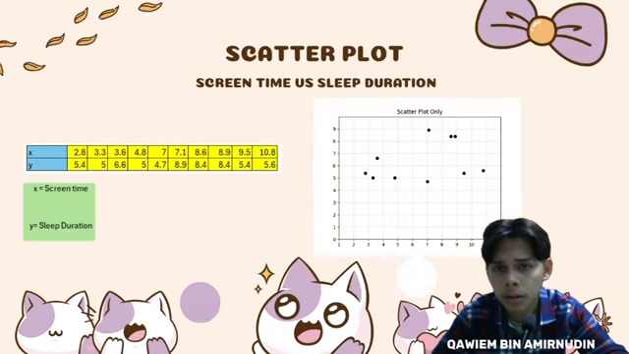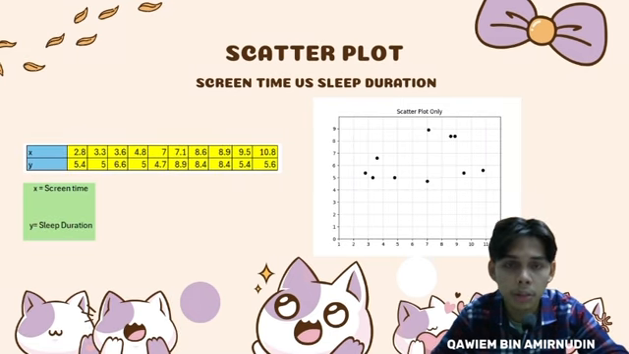Scatter plot. This scatter plot displays the data we use. The x-axis represents screen time in hours per day, while the y-axis represents sleep duration in hours per night. Visually, the points suggest there may be a relationship between these two variables. Our goal is to find a mathematical model that best describes this relationship. We begin our analysis with the linear least square method.